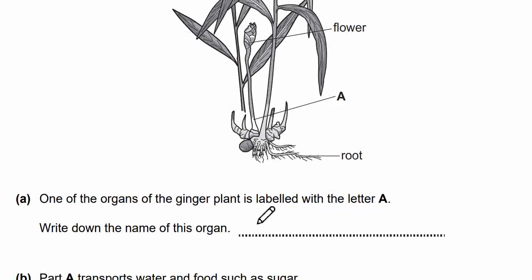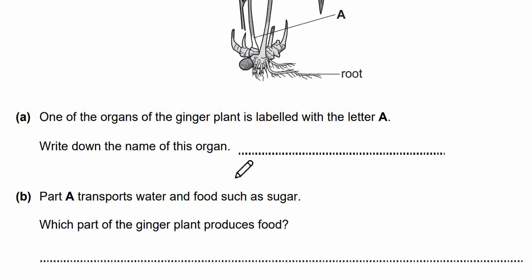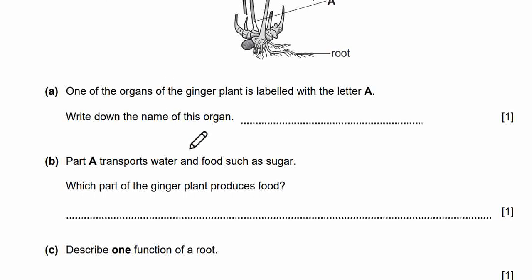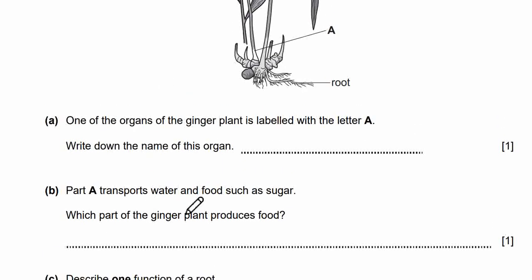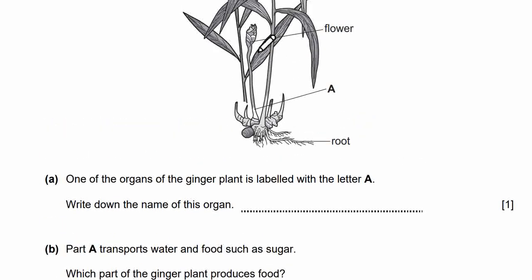Now let's see. One of the organs of the ginger plant is labeled with the letter A. Write down the name of this organ. Next question. Part A transports water and food, such as sugar. Which part of the ginger plant produces food? So there is a clue here that part A transports water and food, such as sugar. The part that can transport water and sugar, connected with the flower, is the stem. So let's type down the answer, stem.